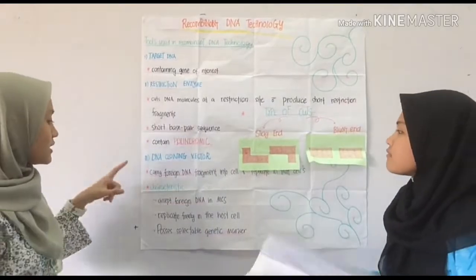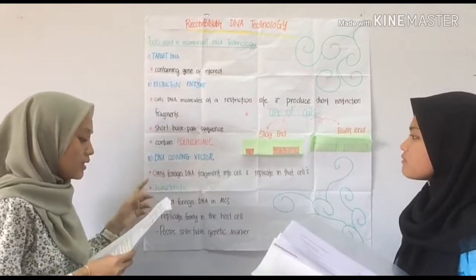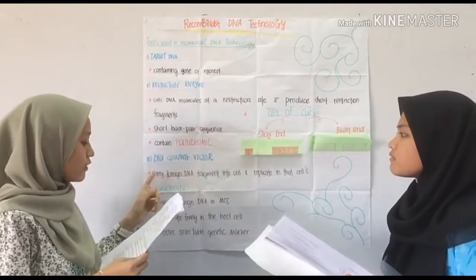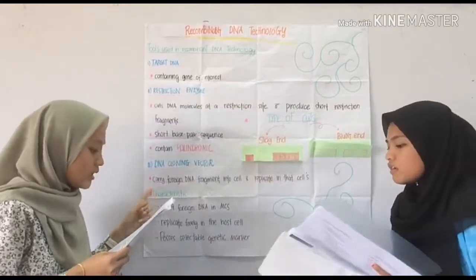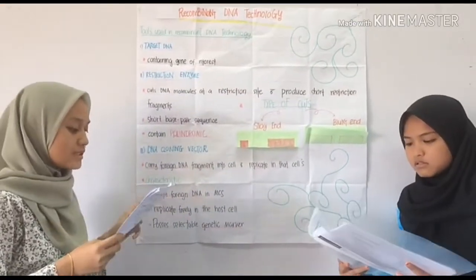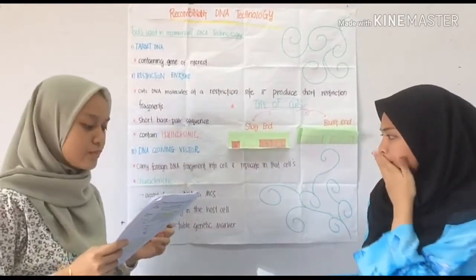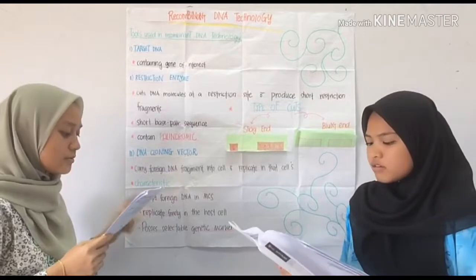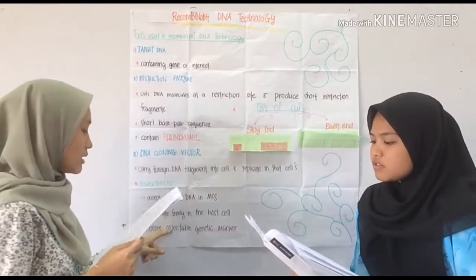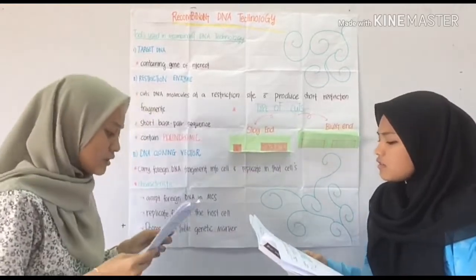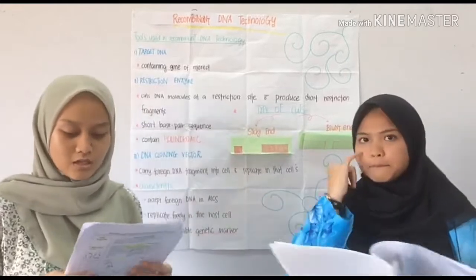The third tool is the DNA cloning vector. A DNA cloning vector carries a foreign fragment into a cell and replicates in that cell. The characteristics are: first, able to insert foreign DNA in the MCS, multiple cloning site. Second, able to replicate freely in the host cell. And third, possesses a selectable genetic marker. Examples of DNA cloning vectors are plasmid, bacteriophage, cosmid, and YAC.